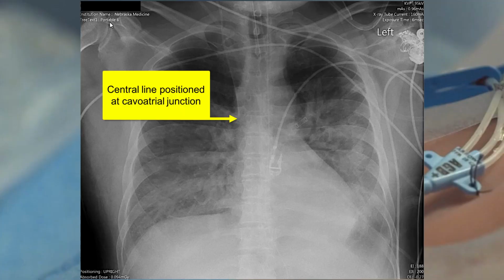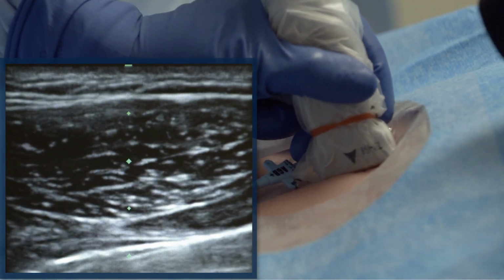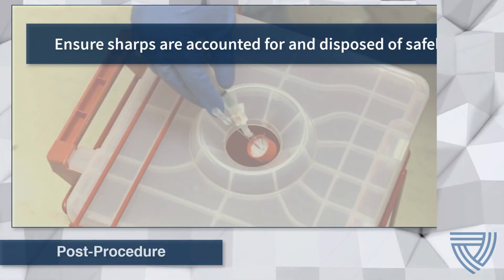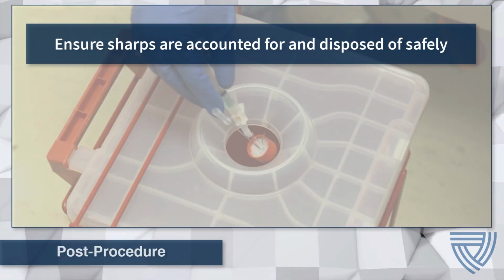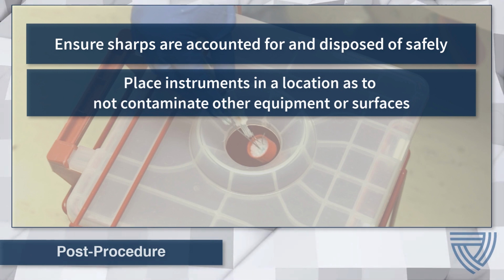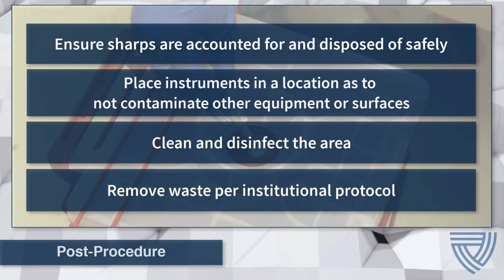An assessment for pneumothoraces or line position can be performed using a portable chest X-ray. If an experienced operator is available, ultrasound can also be used for assessment in the special pathogen isolation area. After the procedure is complete, ensure all sharps are accounted for and safely disposed of. Place all instruments in a location where they will not contaminate other equipment or surfaces. Clean and disinfect the area, and remove and dispose of all waste per institutional protocol.